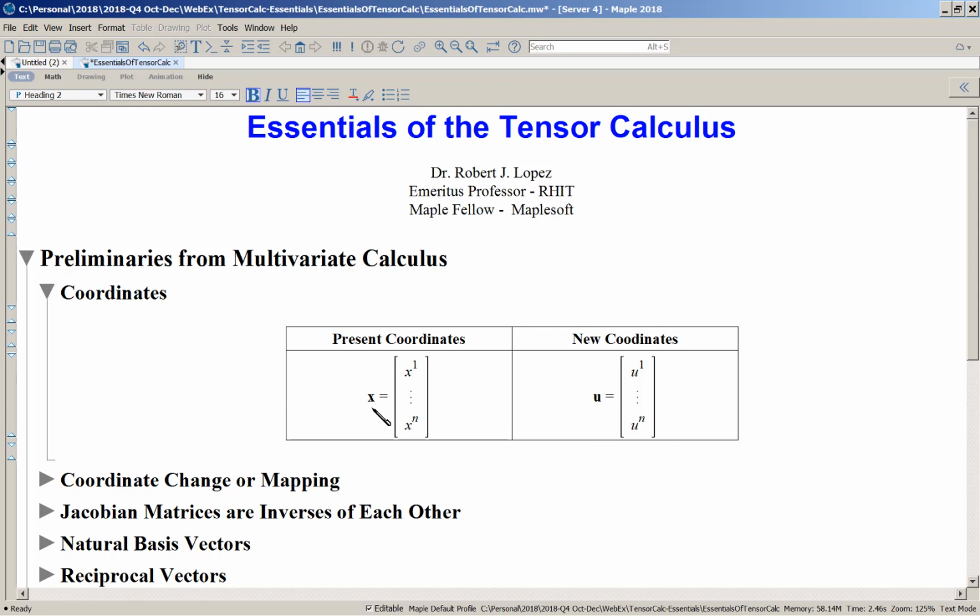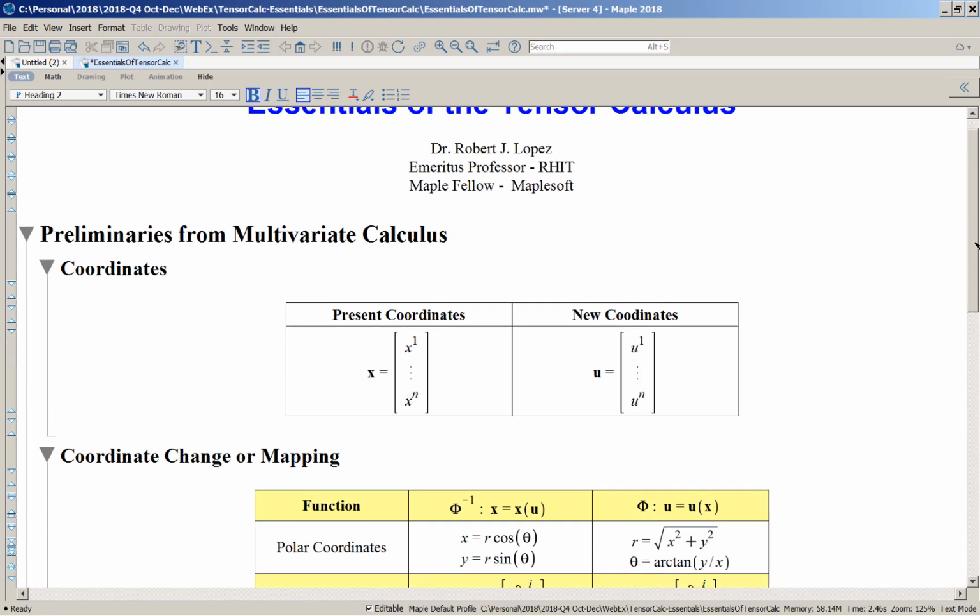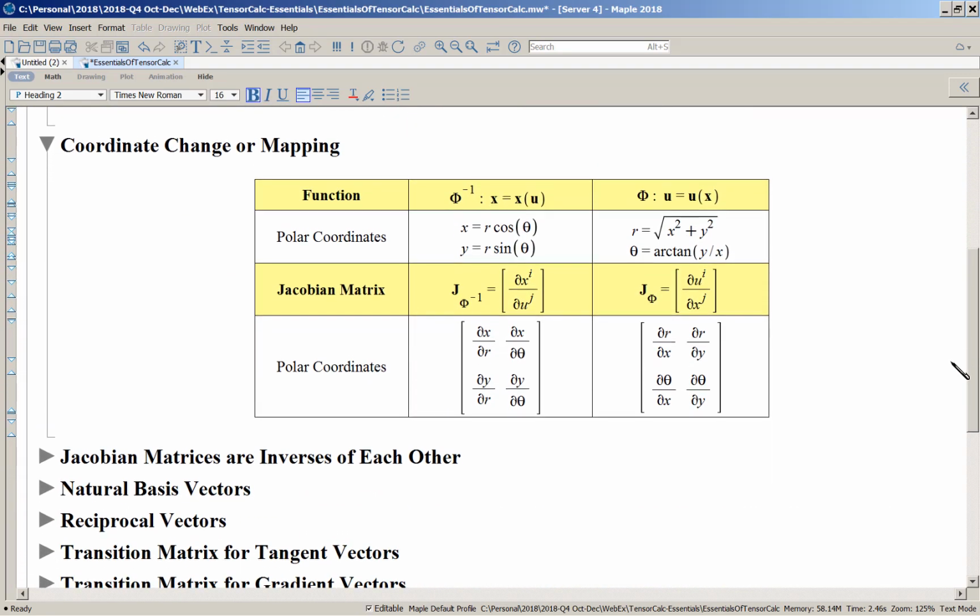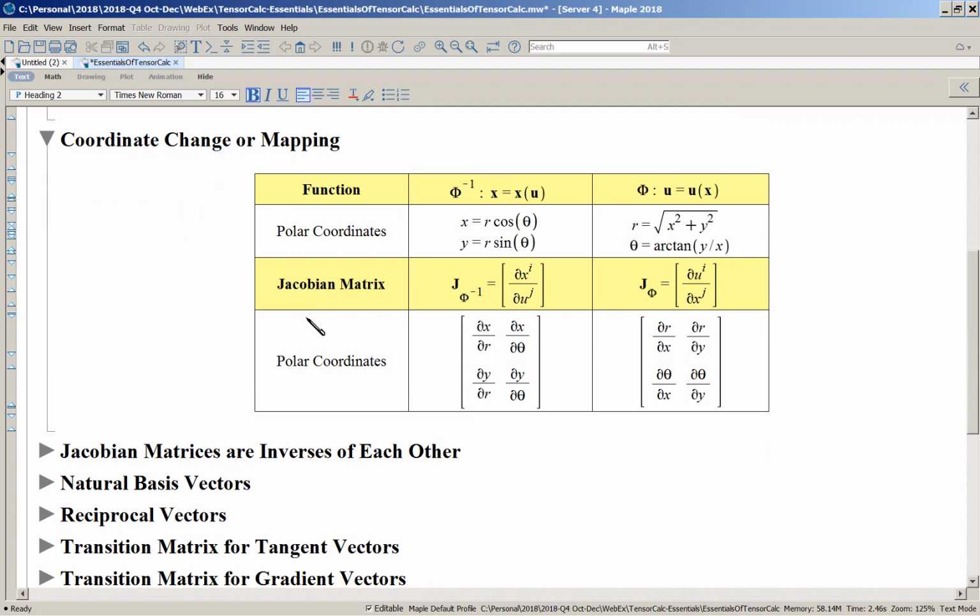Typically, I would use x as a present coordinate system. u would be a new coordinate system, one that I'm changing from x to. So we've let the cat out of the bag here. We want to talk about what happens when coordinates are changed. And so we'll use this tableau to clarify our thinking.